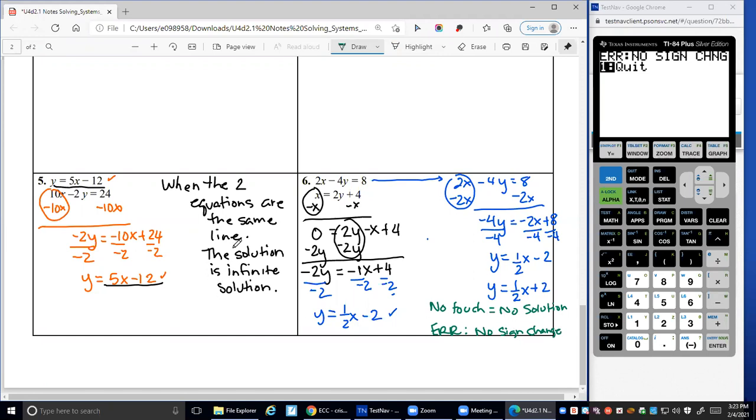And then here, it didn't give you an error, it just lied, right? So the calculator just lied. So in this case, you've got to be really cautious, because it gave only one solution.